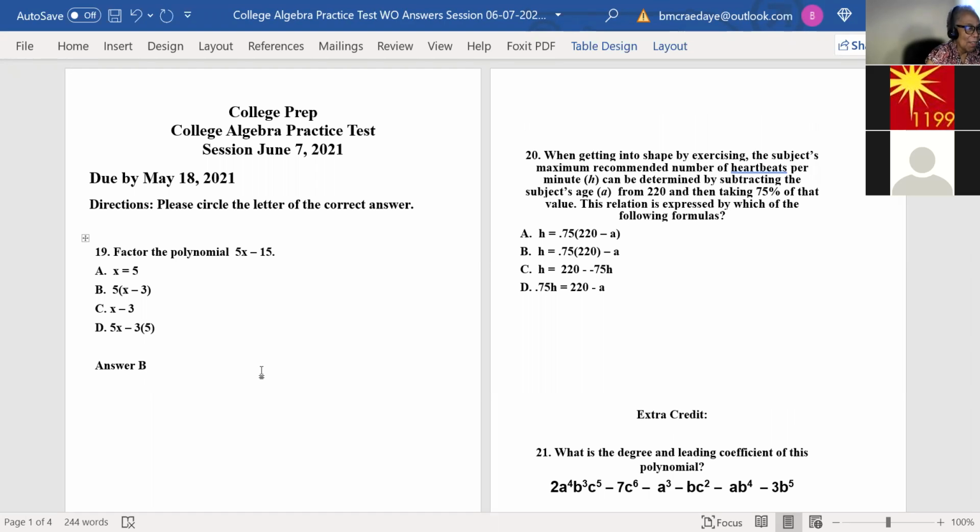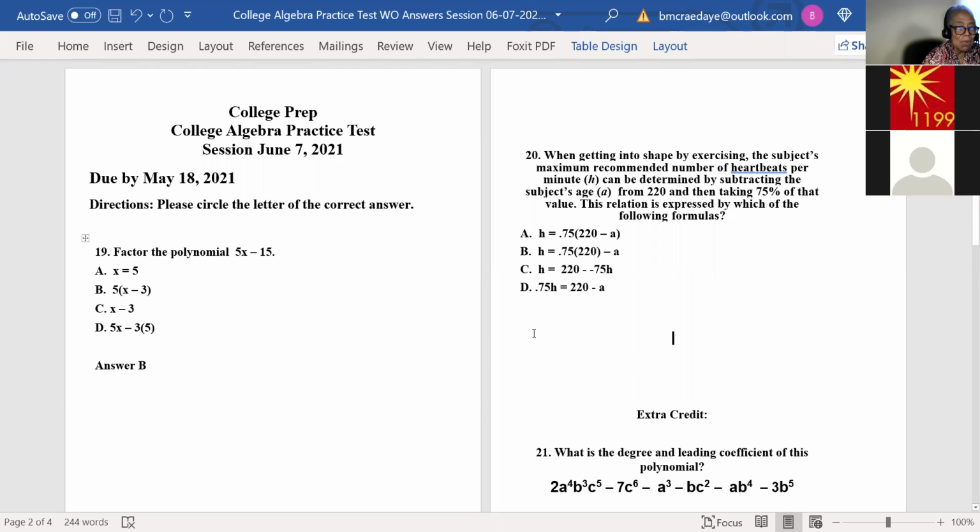You're factoring out the 5 because the 5 is with the X, and one set of factors of 15 are 5 and 3. So it's 5 times X, which is 5X, and then 5 times minus 3, minus 15. Answer B.